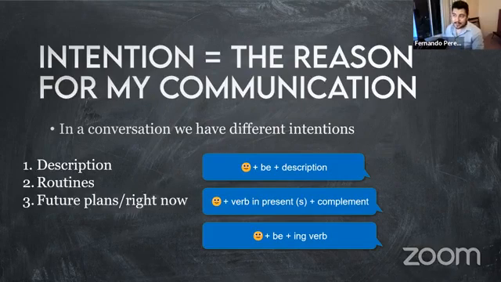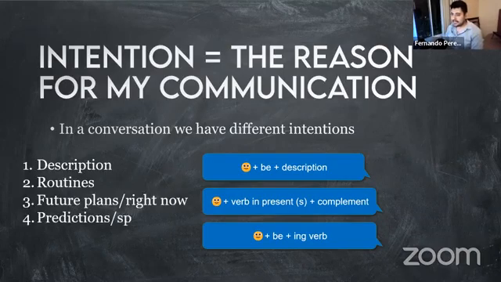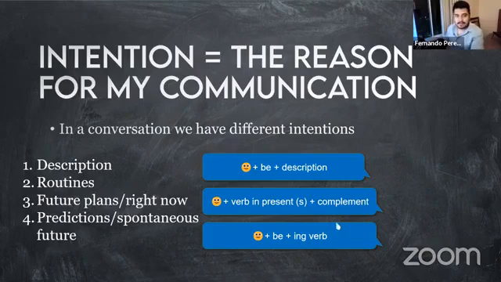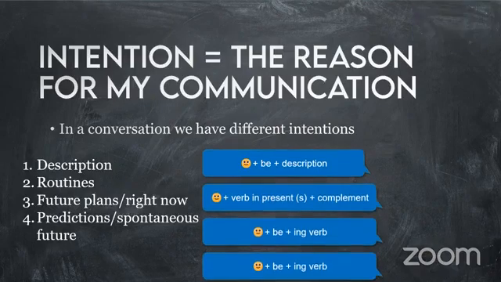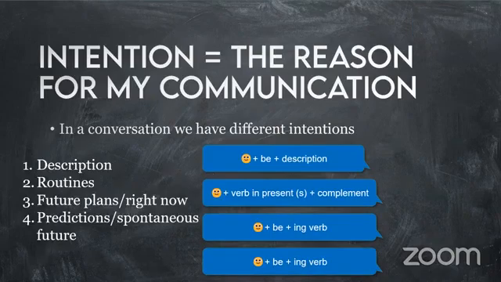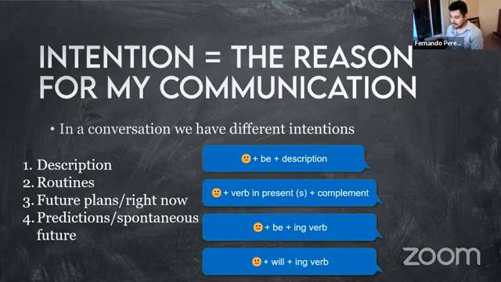And finally, yesterday we reviewed number 4, how to speak about predictions or spontaneous decisions. Spontaneous future. What is the formula for a spontaneous future? No formula, but what is necessary? What is the expression for a spontaneous future? Use will. Exactly. In this case, we use will, and then we use the verb in simple form.